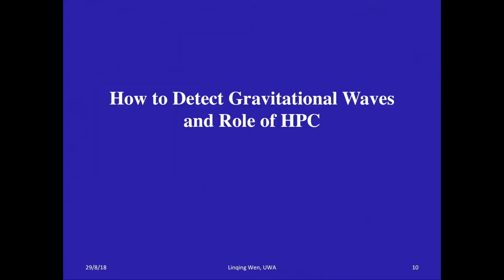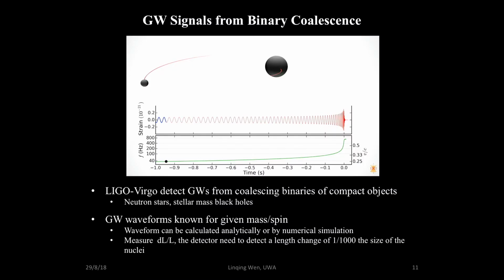So now we have the detectors. How do we detect gravitational waves, and why is computing important? Here I actually talk about one specific type. There are different types of gravitational waves. Basically, anything with the acceleration of mass quadrupole moment will give you gravitational waves. But the most common one that you probably know about is what we call binary coalescence of compact objects.